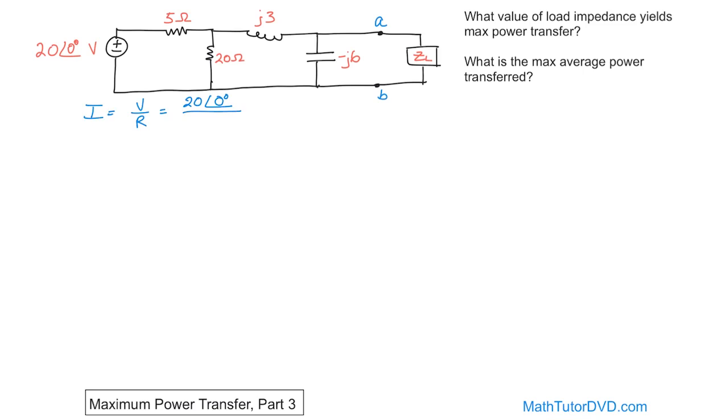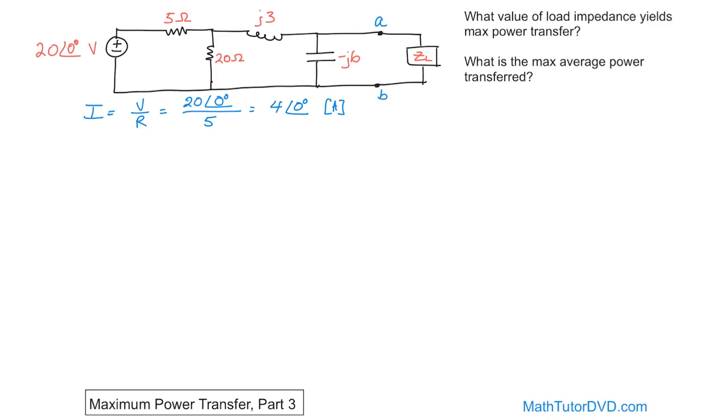By the way, this is not RMS. This does not say RMS anywhere, so you need to assume that it's not RMS, it's magnitude, which will come into play later. And this will be over 5. So that's going to give you 4 amps at an angle of 0 degrees. Now, if this is real foreign to you, you need to stop and go back and review source transformations. I covered this in quite a bit of detail.